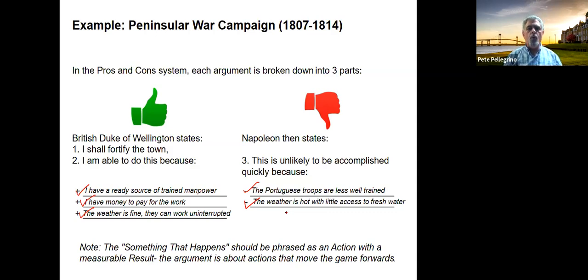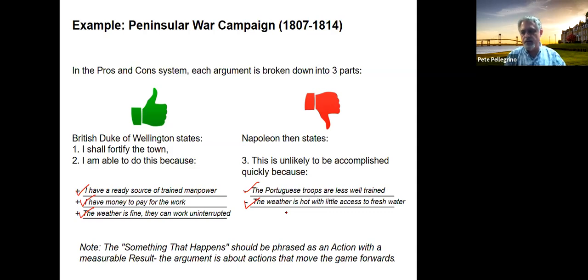So while Wellington may or may not be successful, something is going to happen. Players aren't just going to freeze the little troops, in this case, in a Napoleonic conflict. They're not going to freeze and do nothing for that turn. Something will happen. It may not be exactly what Wellington wants, or it could be exactly what Wellington wants, but he is going to make an argument. And if you get the books, especially that first book I mentioned, it'll go through what are considered strong arguments and weak arguments in matrix play.